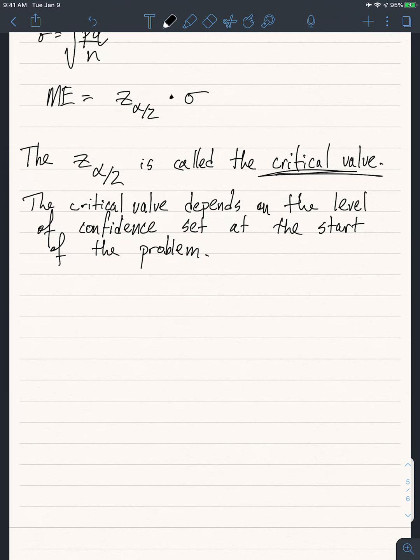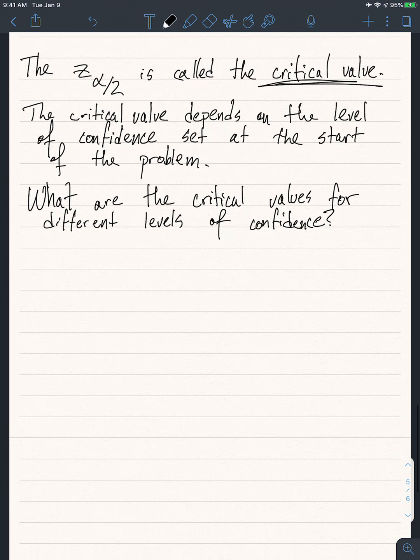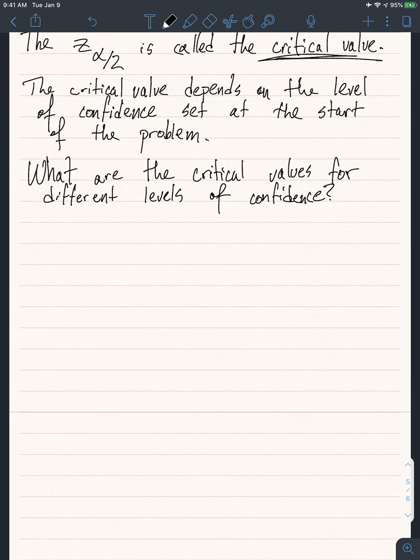And what are the critical values for different levels of confidence? All right, we have good news and bad news. I'll do the bad news first. Get that out of the way. Finding the critical values is kind of tedious. That'll be the bad news, and I'll show you how right now.